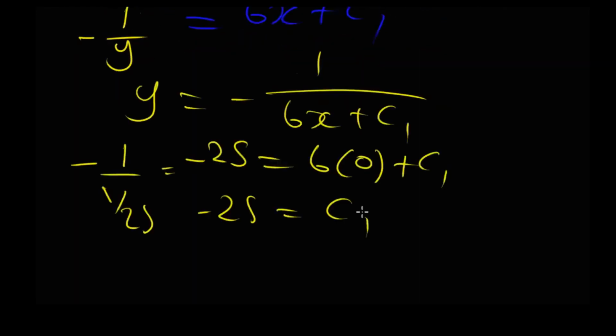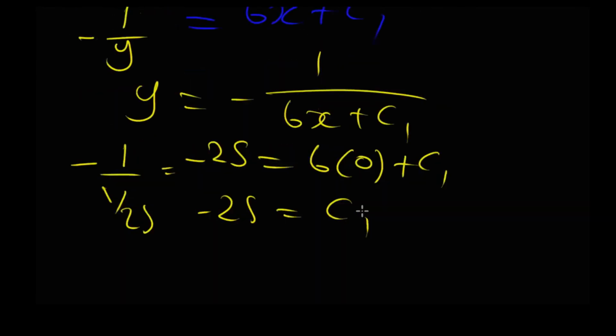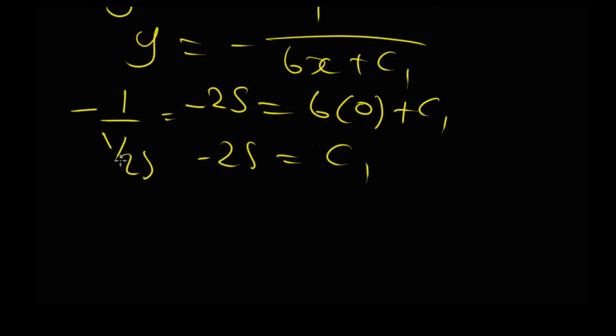Yes. Now the equation changes. Where there is C, you can just put minus 25. So it will be negative 1 over y equal to 6x minus 25.